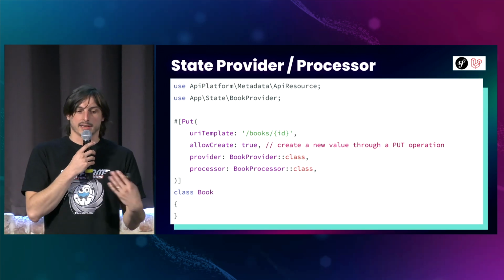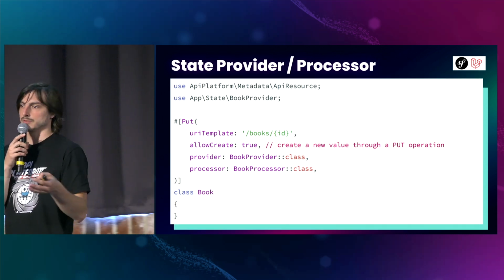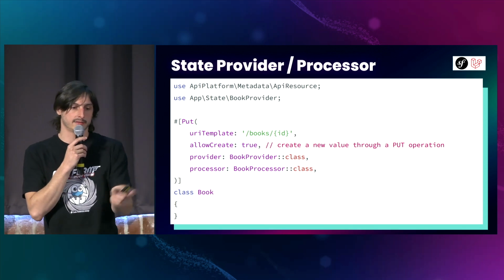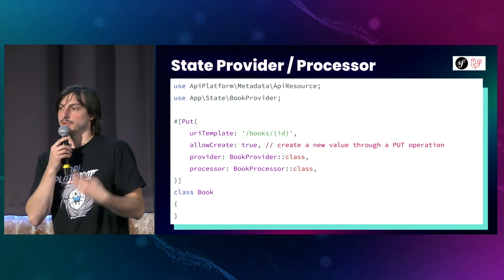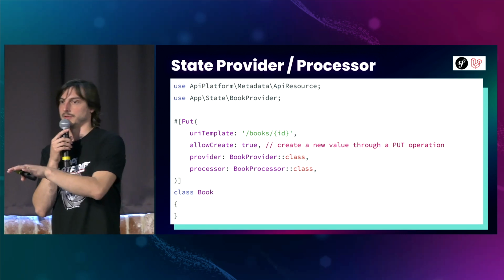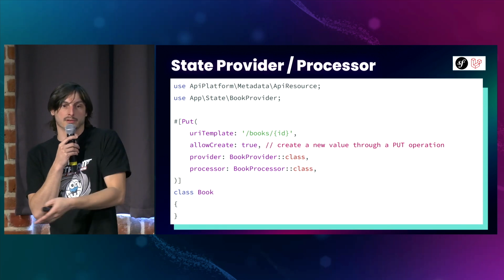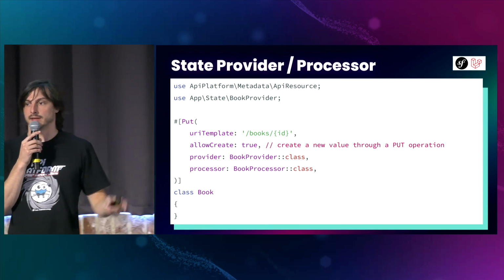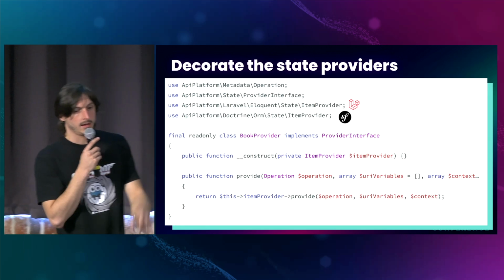Now about state providers and processors. Here I used a put operation. And now, since API Platform 3.3, you can add this allowCreate true, which means that even if an object doesn't exist yet, you can create it using a put operation. Remember that put replaces the content, ideally. So in this example, the provider can return nothing or can return something that we found, and in that case, it will be replaced by the body given inside the processor.